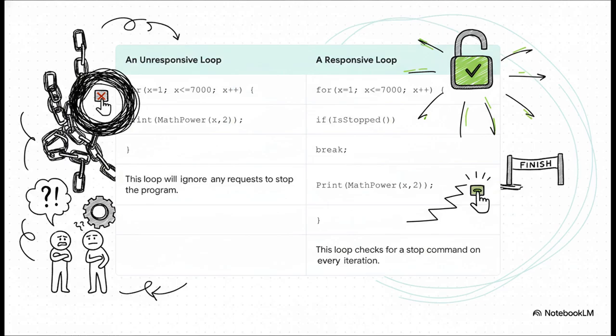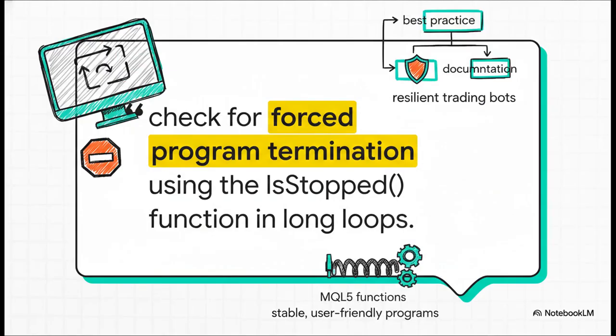But check out the right side. With just one simple line, IsStopped, that loop becomes instantly responsive. Each time it runs, it quickly asks, hey, has a user told me to stop? If the answer is yes, it breaks out gracefully. Suddenly you're back in control. And look, this isn't just me saying this is a good idea. This is a best practice, straight from the official MQL5 documentation. For any loop that's doing heavy lifting, like a complex backtest or some kind of optimization, this check is absolutely essential. It's what makes your program stable and user-friendly.